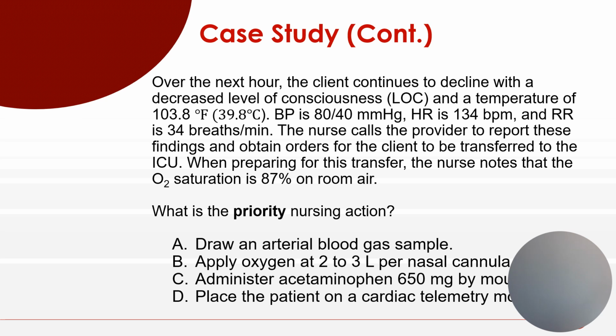Again, this client is very ill. Our blood pressure is dropping. We have the elevated temperature. We have the high heart rate. We have the high respiratory rate. This client is probably going to be given IV fluids. We're going to put them on vasopressors, potentially administering some blood products. In addition to oxygen, potentially putting them on mechanical ventilation.